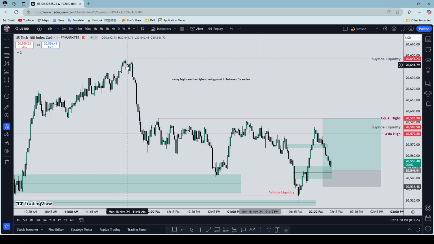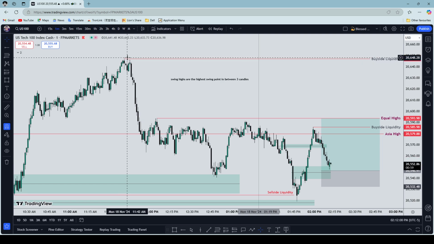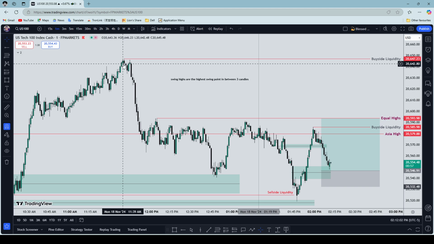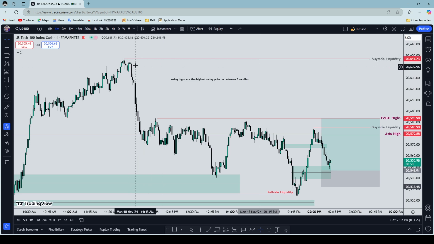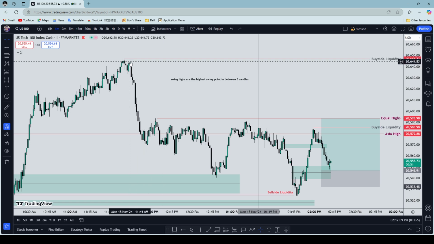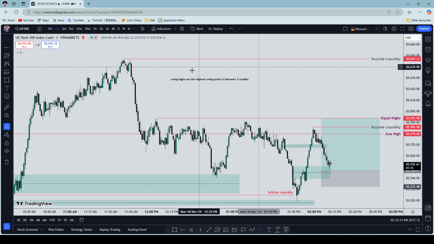One, two, three. The highest swing point in between those three candles is called a swing high. So anything that classifies as a swing high is the highest swing point between one, two, three candles. That's why it's classified as a swing high.